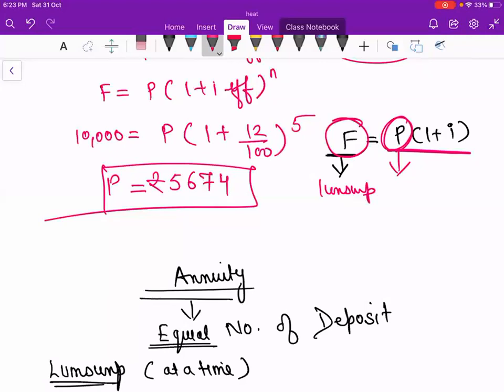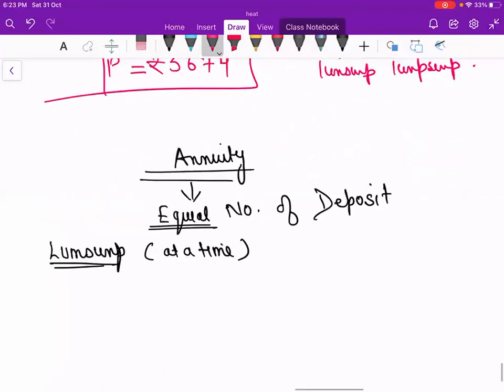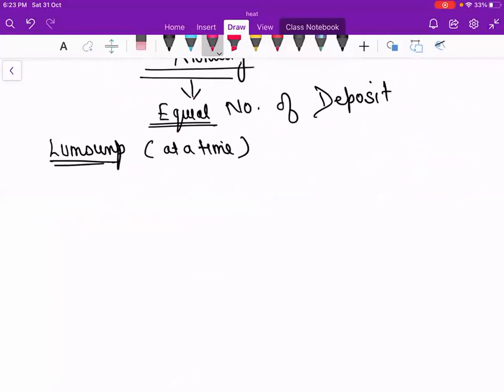This P is lump sum. Very good. Both are lump sum. But in annuity, the future amount, we will derive that formula, the future amount will be lump sum, but our deposits will be equal number of deposits. It will not be lump sum.